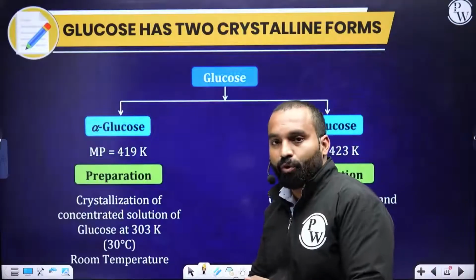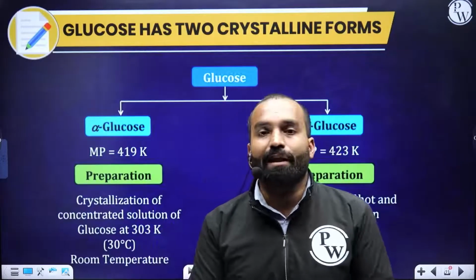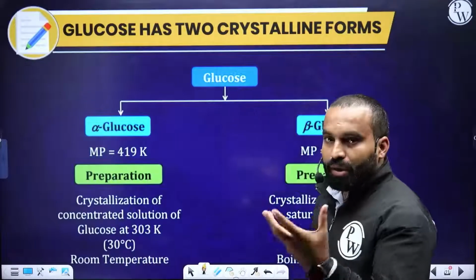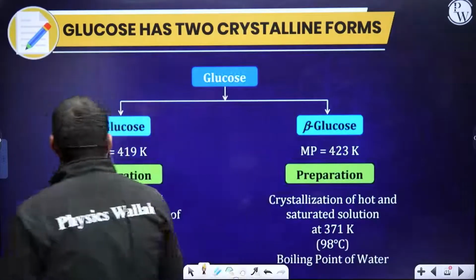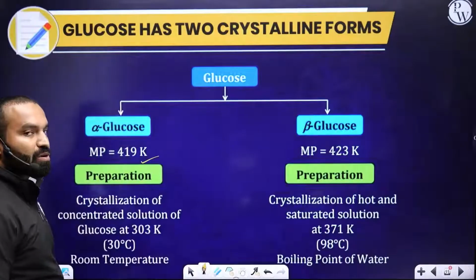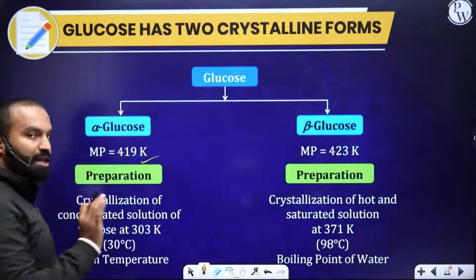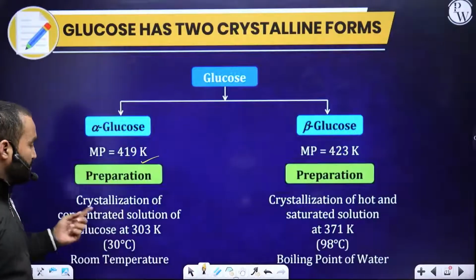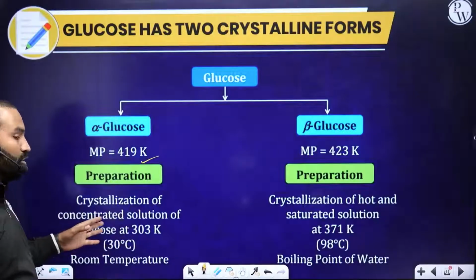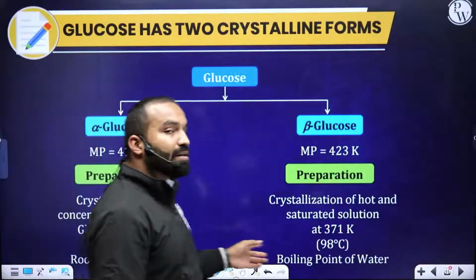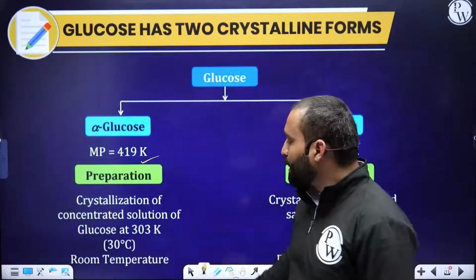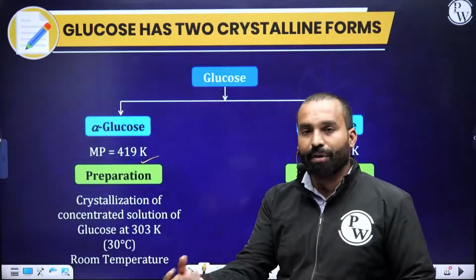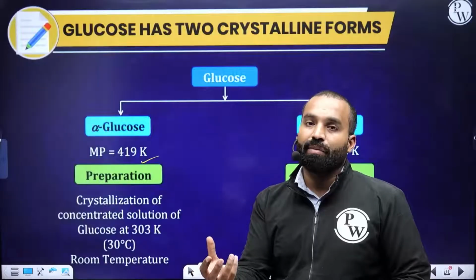There are 2 types of glucose known to us. One is called alpha isomer, the other one is called beta isomer. When you take glucose, its melting point noted is approximately 419 Kelvin. Make sure it is Kelvin. It's not degree Celsius, it's Kelvin. How do we prepare it? You have to crystallize a concentrated solution of glucose at 303 Kelvin, which is 30 degrees, at room temperature. Take a solution of glucose. Keep it for crystallization. What you obtain will be alpha glucose.